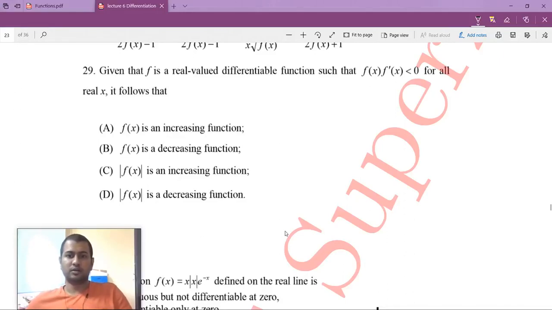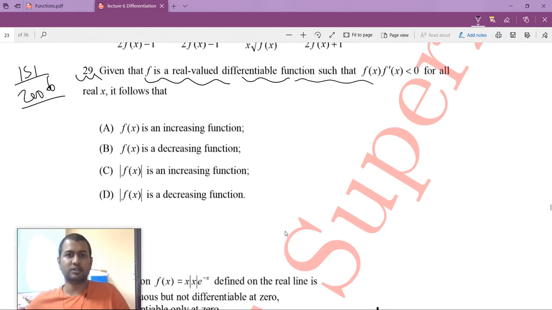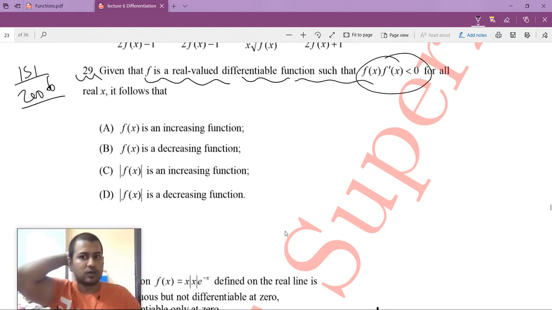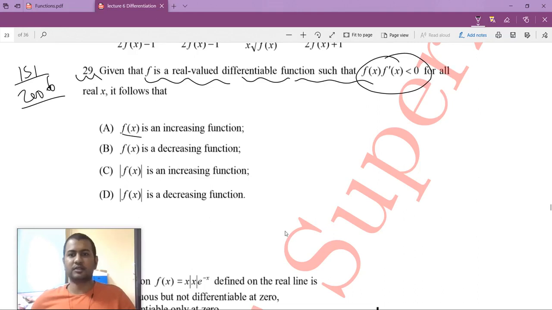Alright, this is ISI 2006, question number 29. Given that f is a real valued differentiable function such that f of x times f prime x is less than 0 for all real x, it follows that. So, f of x is increasing, decreasing.